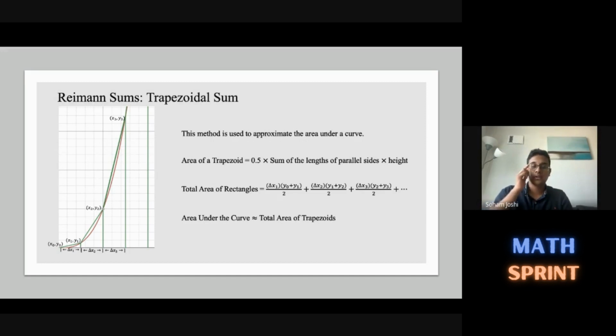Okay, the final Riemann sum is the trapezoidal sum. In simple terms, instead of using rectangles for this Riemann sum, you have to use trapezoids, also called trapeziums. Now recall the formula for the area of a trapezoid. It is half multiplied by the perpendicular height of the trapezoid multiplied by the sum of the lengths of the parallel sides. There is really no such thing as a right trapezoidal sum or a left trapezoidal sum.